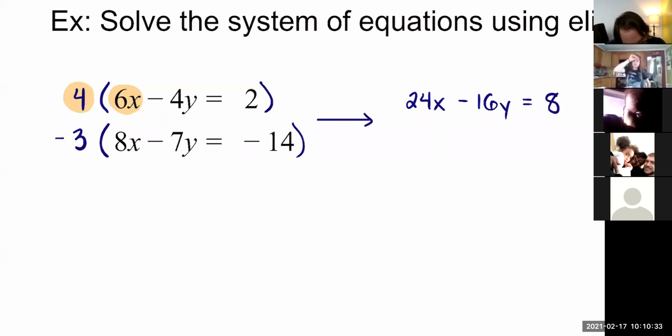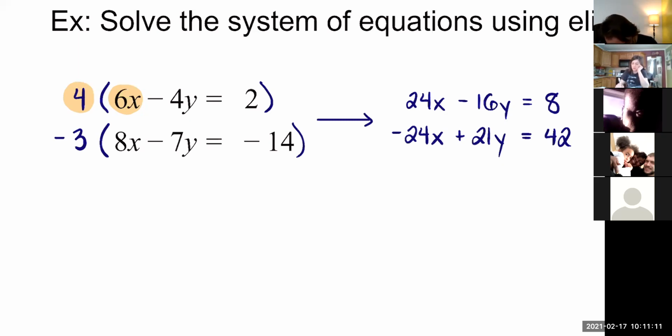So by using a -3 instead, not only is that going to get the 24 we're looking for, it is going to make it negative 24, which is opposite of the one that's going to be above it. So the -3 times 8x is going to give me a negative 24x. The -3 times -7 is going to give me a positive 21y. And the -3 times -14 is going to give me a positive, what's that, 42, I believe.